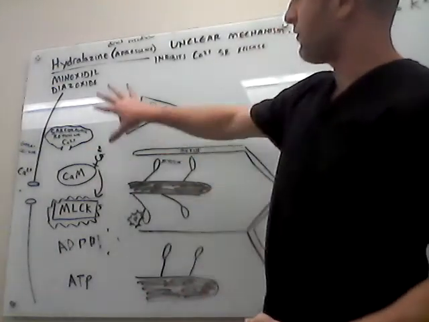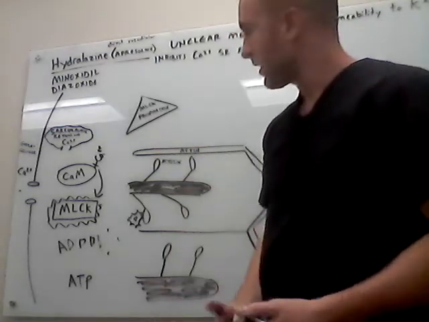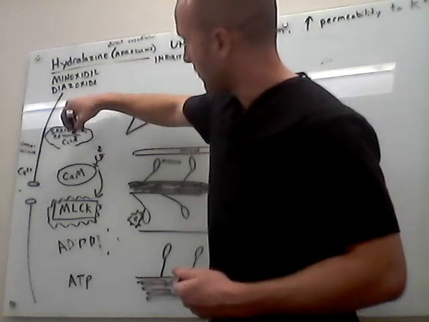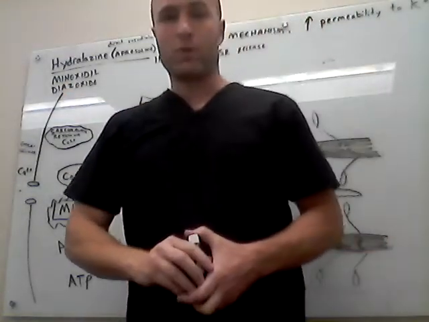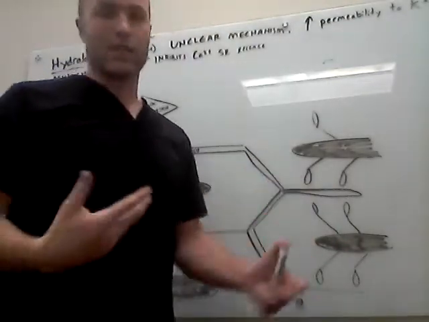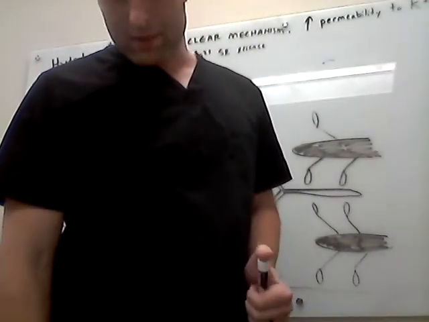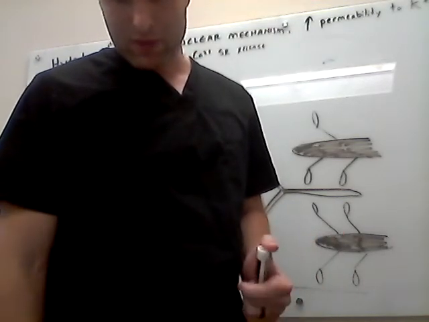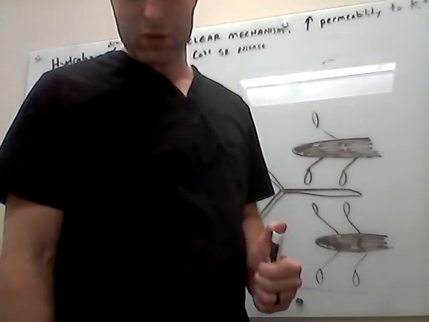So if this cell has been hyperpolarized, then the sarcoplasmic reticulum is going to be less likely to open up and let out calcium, which means that it's less likely for that whole process to occur. Apparently also, there is inhibition of the sarcoplasmic release of calcium, and the net effect basically is that there's arterial vasodilation.